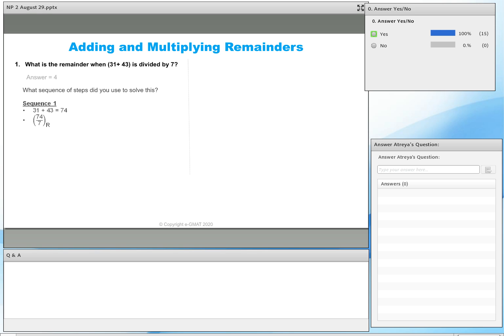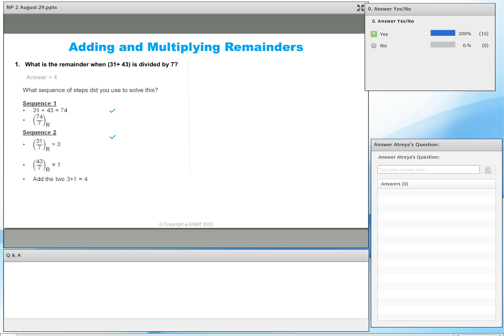If I had given you 2 numbers, 31 and 43, and I asked, what is the remainder when the sum of 31 and 43 is divided by 7? Now, there are 2 approaches to solve this question, right? The first approach is you calculate the overall sum and then find out the remainder. So 31 plus 43 is 74. 74 divided by 7 gives you a remainder of 3.